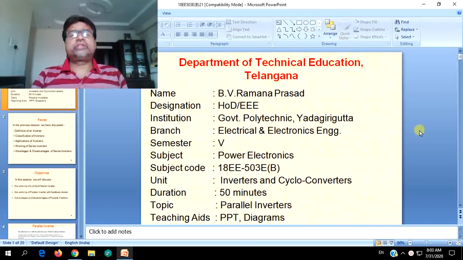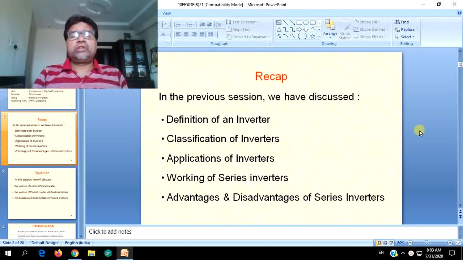In the previous session, we have discussed the concept of inverters, classification, their applications, and particularly we have elaborately discussed the working of series inverters, which are the most primitive type of inverters and the simplest ones in the classification, and their advantages and disadvantages.